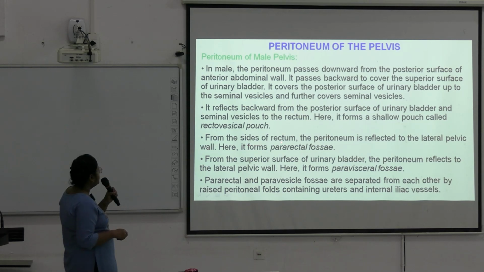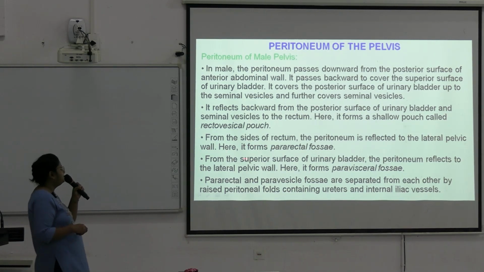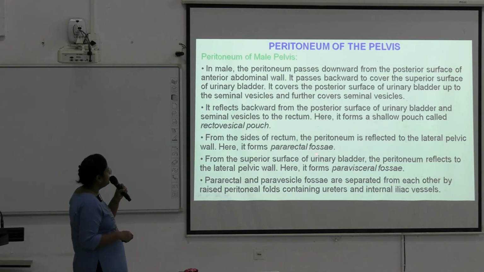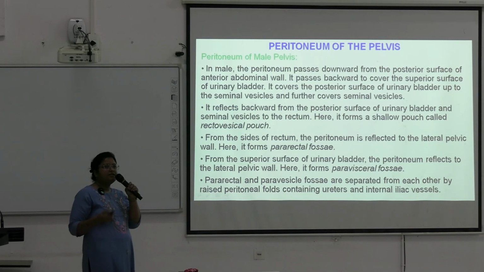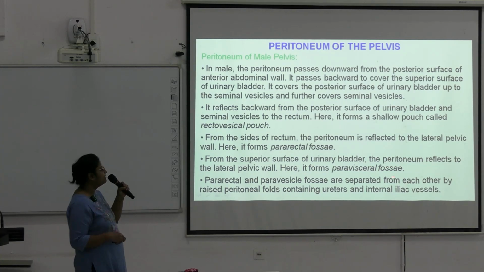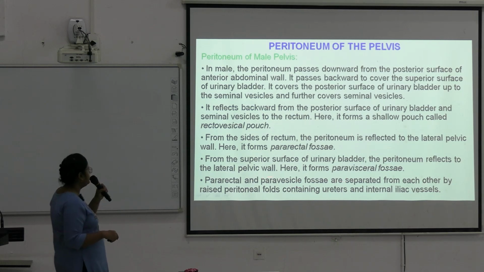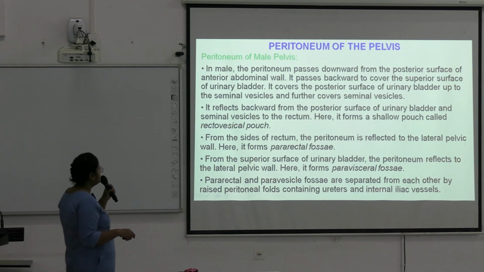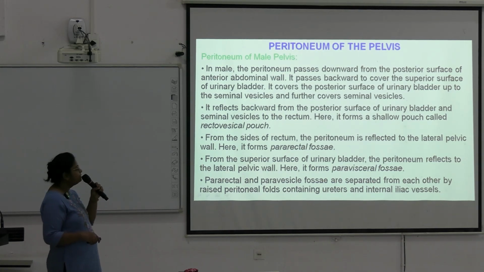Okay, and from the sides of the rectum, the peritoneum is reflected to the lateral pelvic wall, and here it forms the pararectal fossa. So this fossa and pouch are formed in the male pelvis. From the superior surface of urinary bladder, peritoneum reflects to the lateral pelvic wall, and here it forms the paravesical fossa. Pararectal and paravesical fossa are separated from each other by raised peritoneal folds containing ureters and internal iliac vessels. Okay, understood?